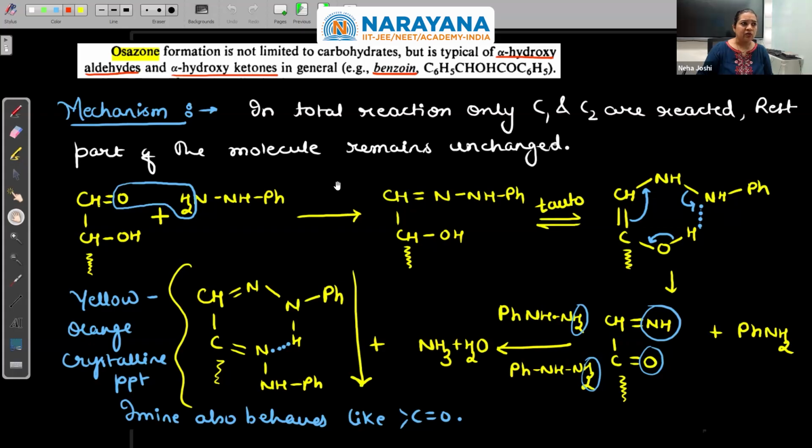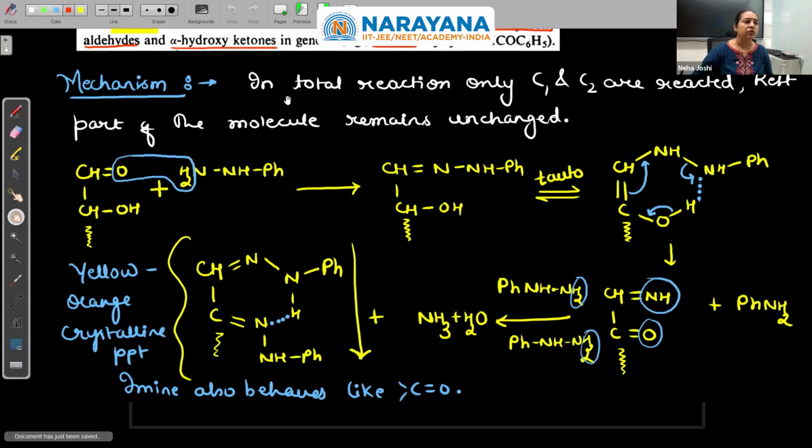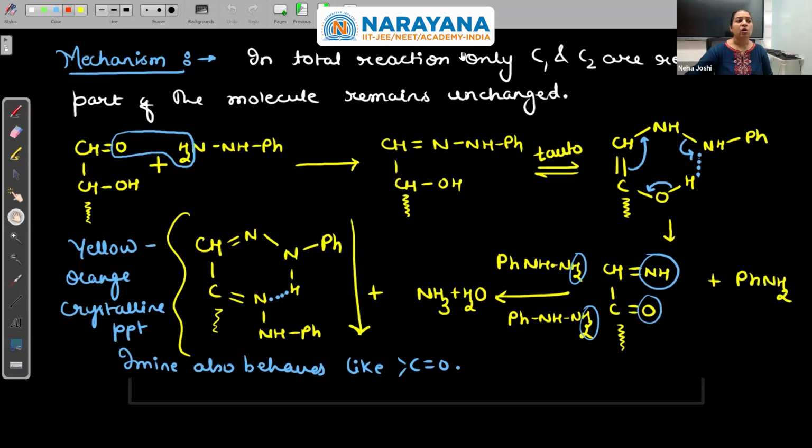Though the detailed mechanism is not required, I'm sharing it with you. I'll try not to be too vast, but in the total reaction, only C1 and C2 are reacted. Rest part of the molecule remains unchanged. So if I take glucose, fructose, or mannose, whatever, the rest is the same, and the top two have some variations.